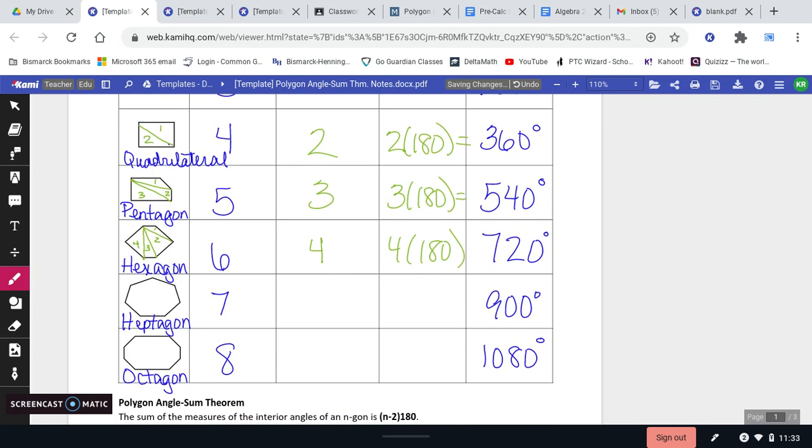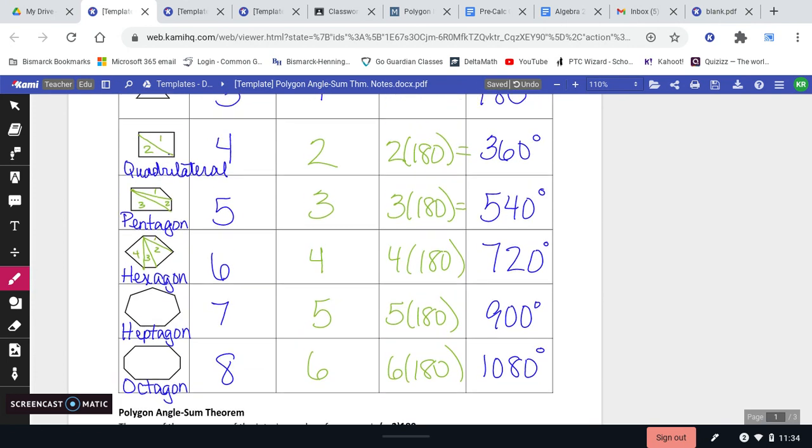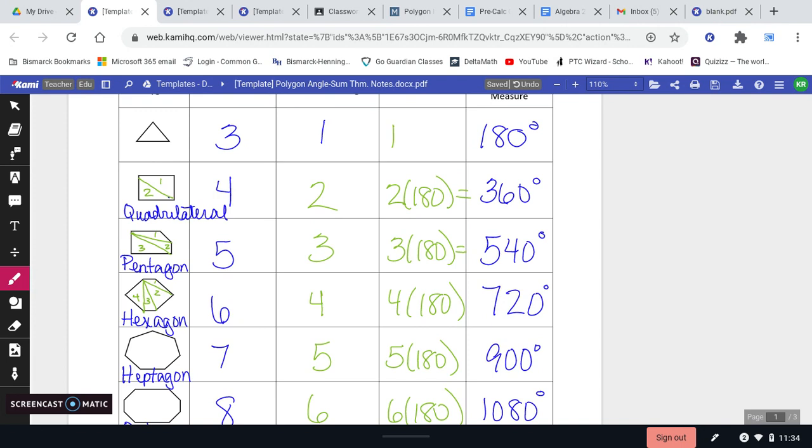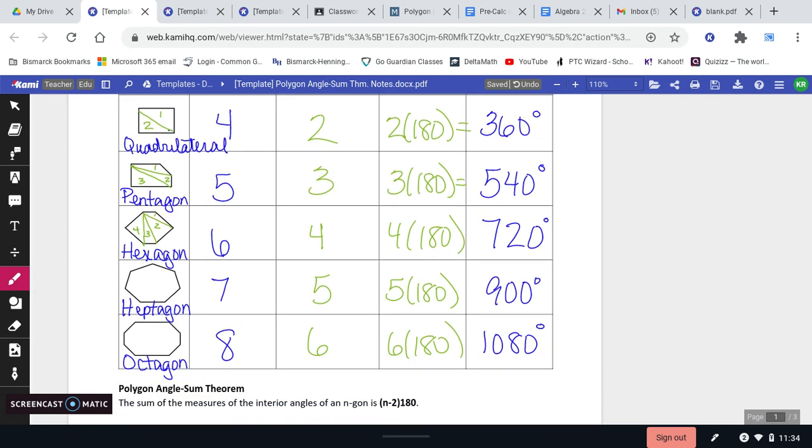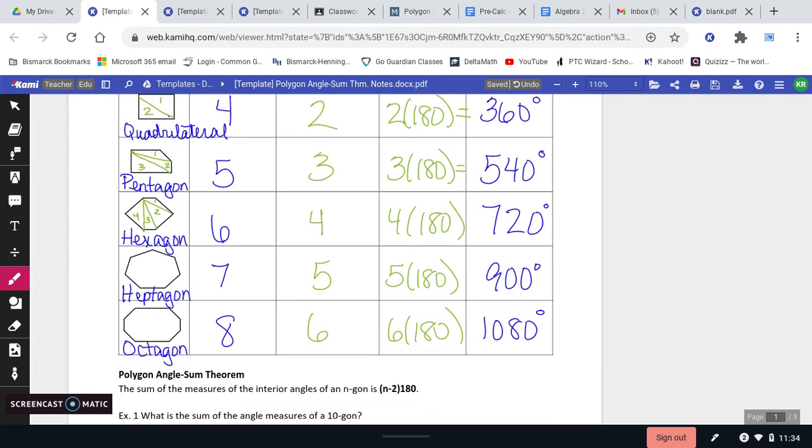So you can see the pattern. 5 triangles will be a heptagon. 5 times 180 is 900. 6 triangles times 180 is 1080. Okay, so what we're looking for again is the pattern. We can see that each one of these increases by one triangle each time. So we're adding 180 degrees each time.